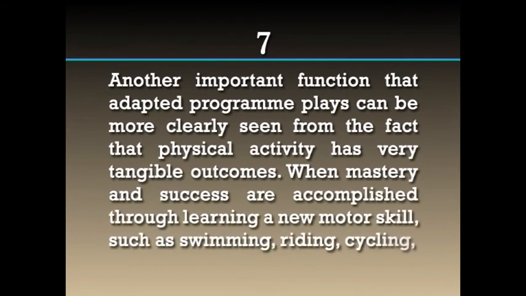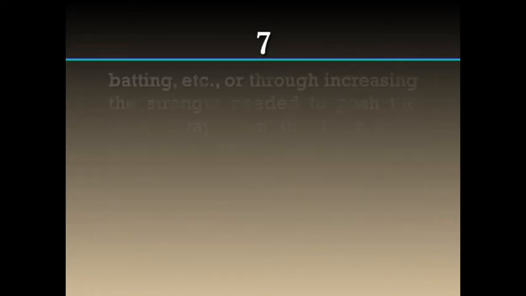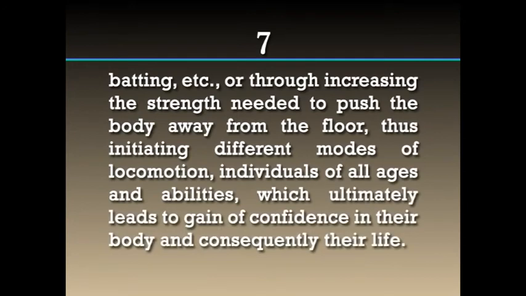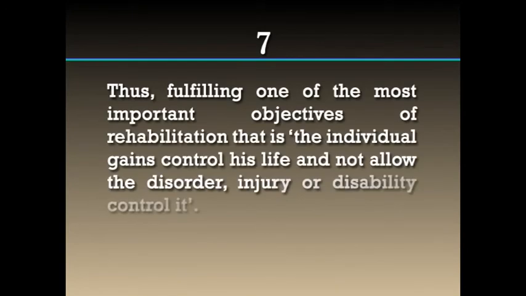Another important function that the adapted program plays can be more clearly seen from the fact that physical activity has very tangible outcomes. When mastery and success are accomplished through learning a new motor skill such as swimming, riding, cycling, batting, etc., or through increasing the strength needed to push the body away from the floor, thus initiating different modes of locomotion, individuals of all ages and abilities gain confidence in the body and consequently in life. Thus, one of the most important objectives of rehabilitation is fulfilled, that is, the individual gains control of his life and does not allow the disorder, injury, or disability to control it.